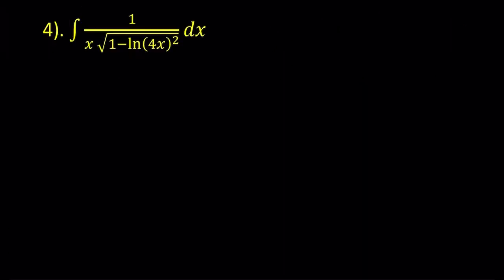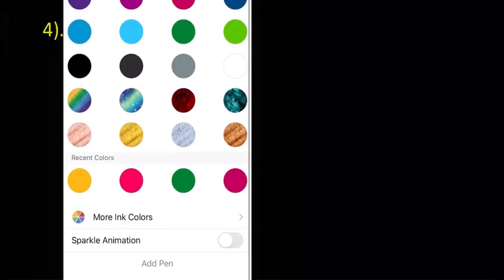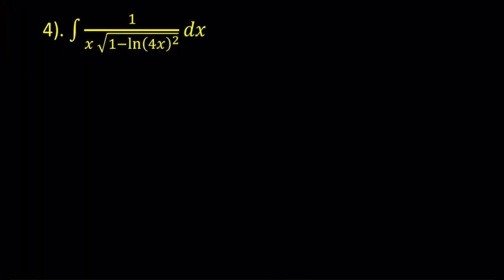All right. Okay, finally our last problem. So we're not gonna change our strategy. So we are starting by writing our u. So let u equal to ln x, ln 4x, and then find the du.